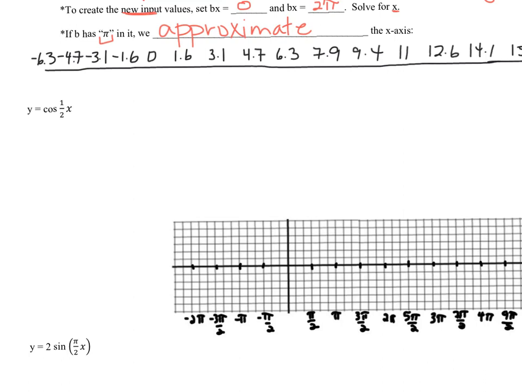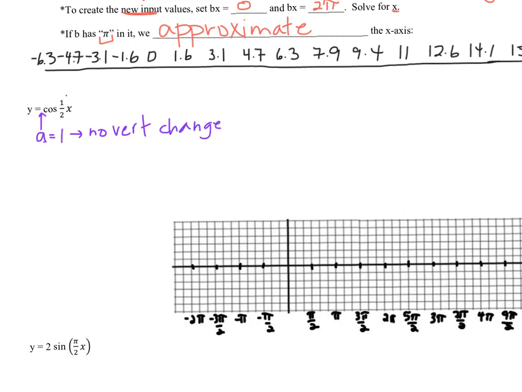Our first equation, y equals cosine 1/2 x. Notice technically in front of the cosine, there's no value. What that means is a equals 1. And if a is 1, then there's no change vertically for the graph. So there's no vertical change. It doesn't stretch or compress vertically.